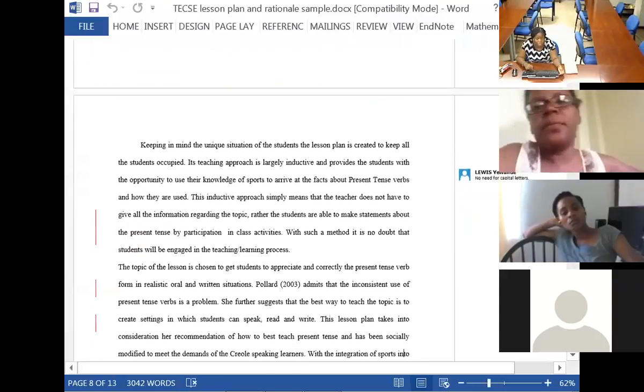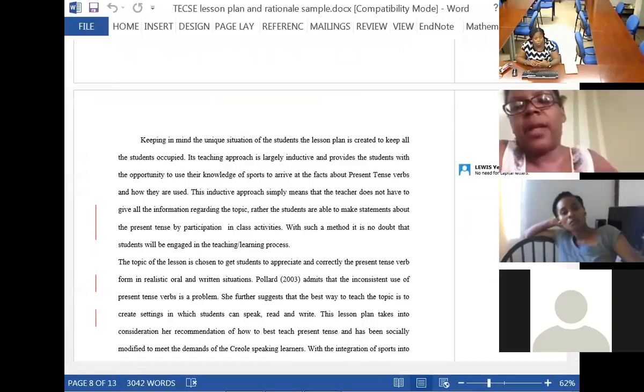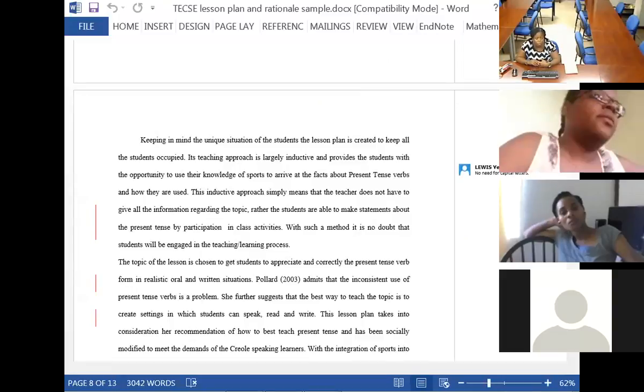Ms. Gordon? Yes, Kira. The inductive approach that the student speaks of, is that similar to what Brian calls the student intuition, the children's intuition? Mm-hmm. Yes, it would be similar.